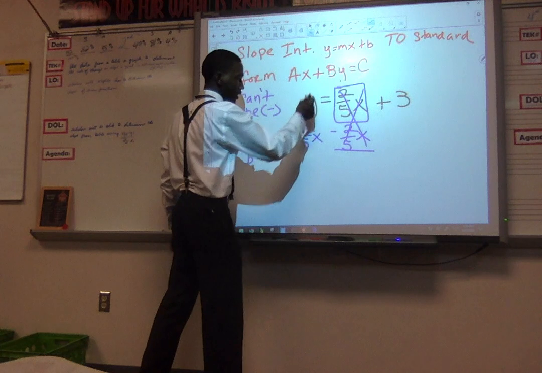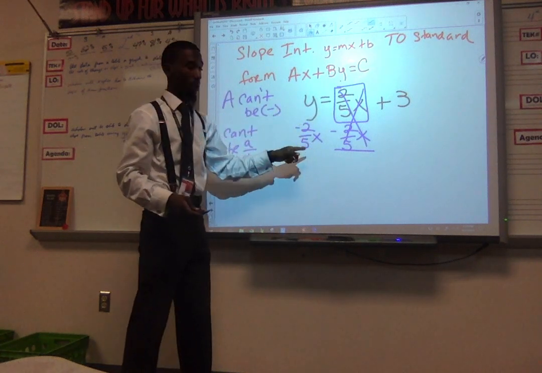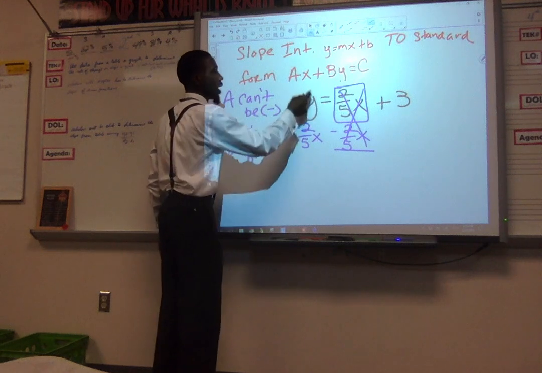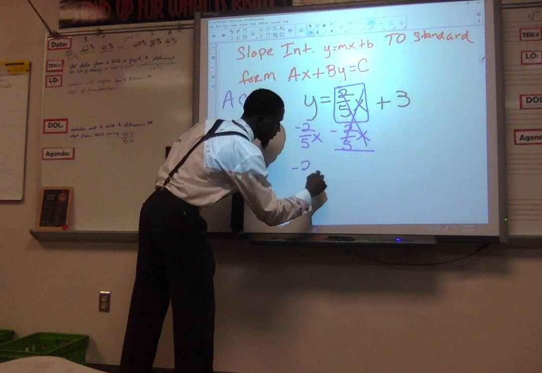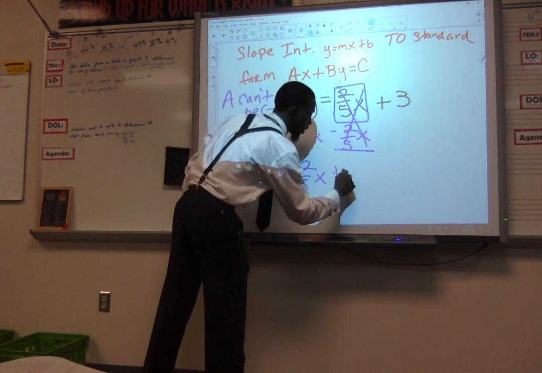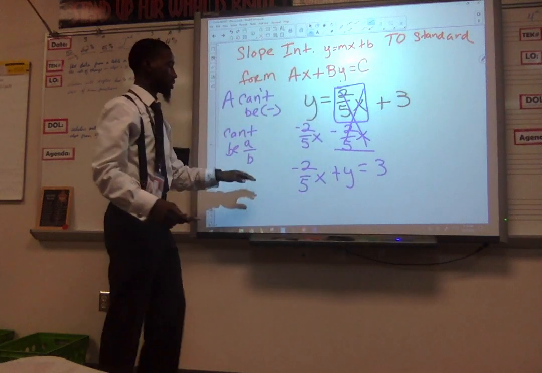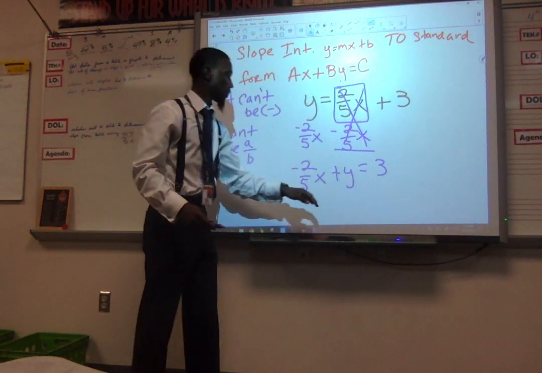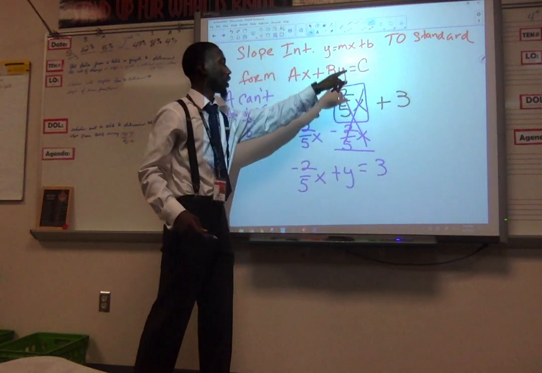Well, the problem that we have right here is that y and x are not the same variable. Therefore, you cannot combine those two. Well, that leaves me with negative 2/5 x. Y is positive, so that's plus y equals 3. All right, x and y on the same side. 3 is that constant, by itself on the other side of the equal sign.